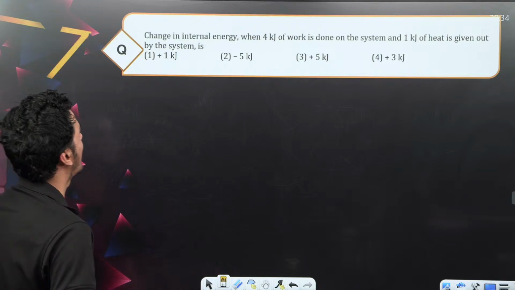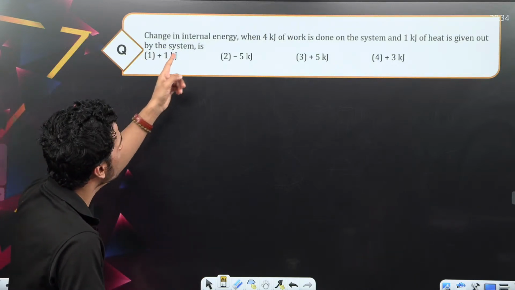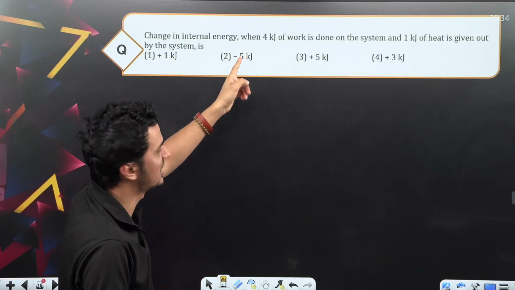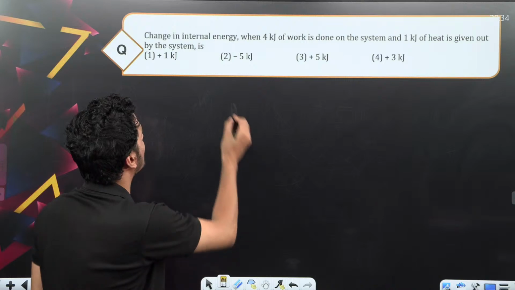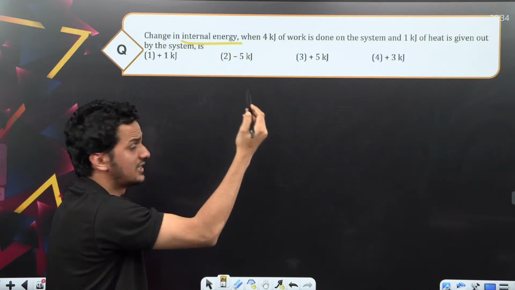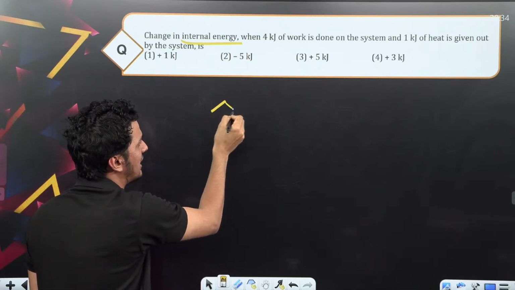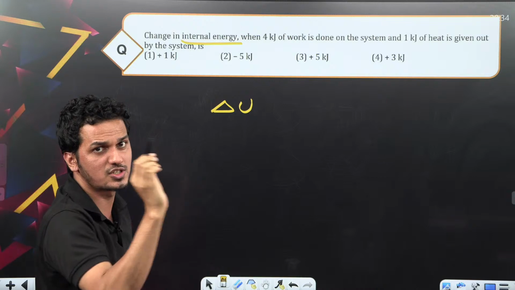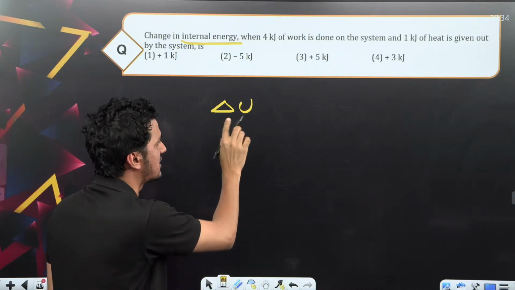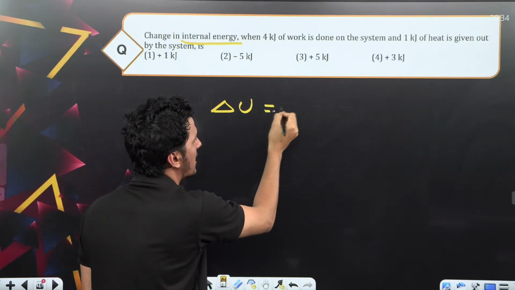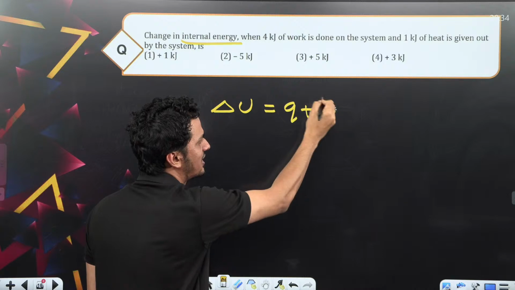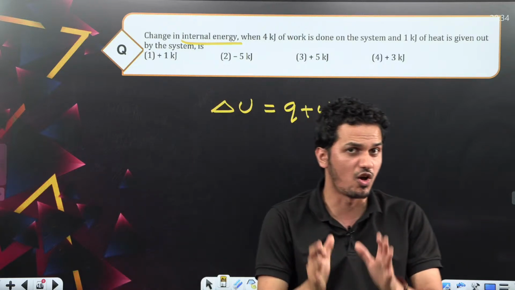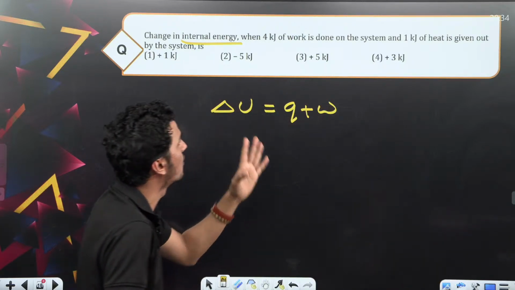Okay, we can move to the next question. Change in internal energy. They are asking you to find out the change in internal energy. The calculation formula is delta U, that is actually the first law of thermodynamics. Delta U equal to Q plus W. This is the mathematical representation of what? First law of thermodynamics. Okay, delta U equal to Q plus W.